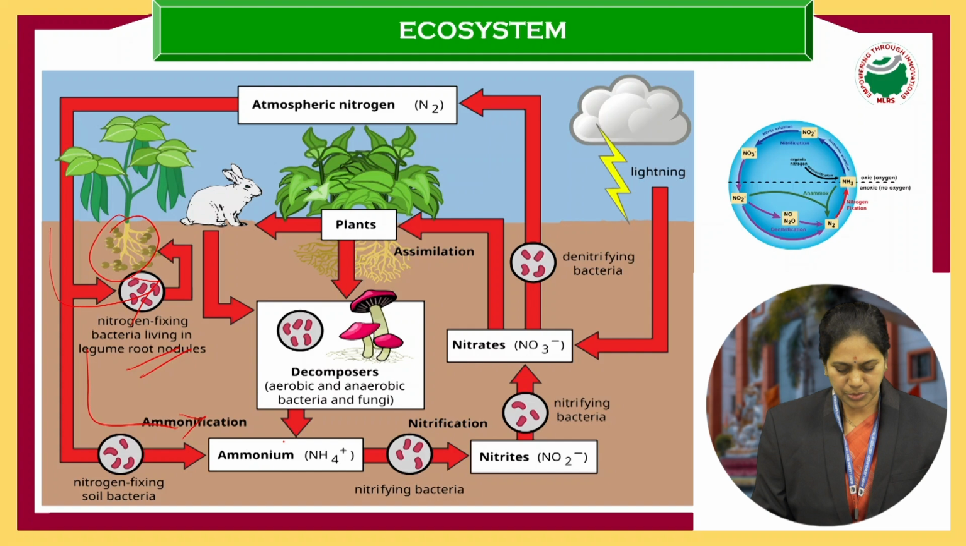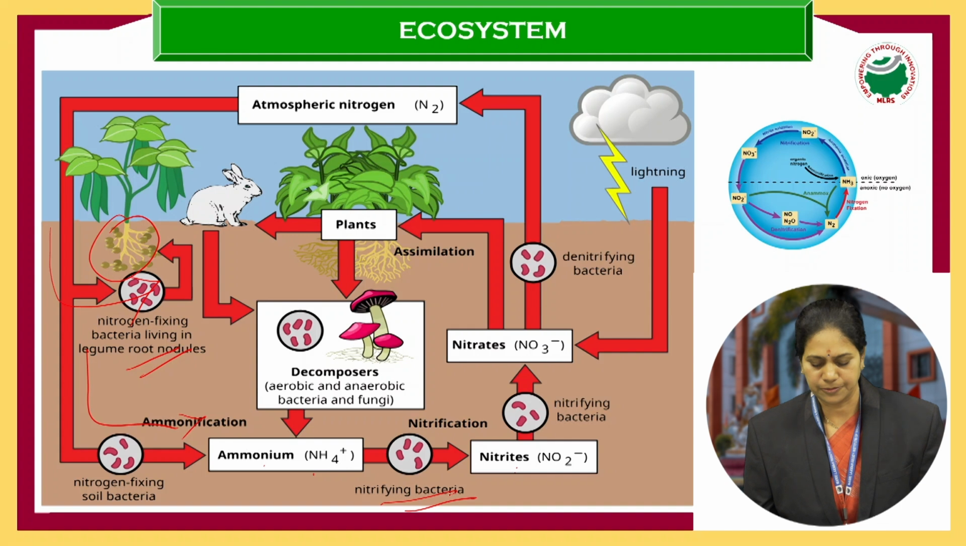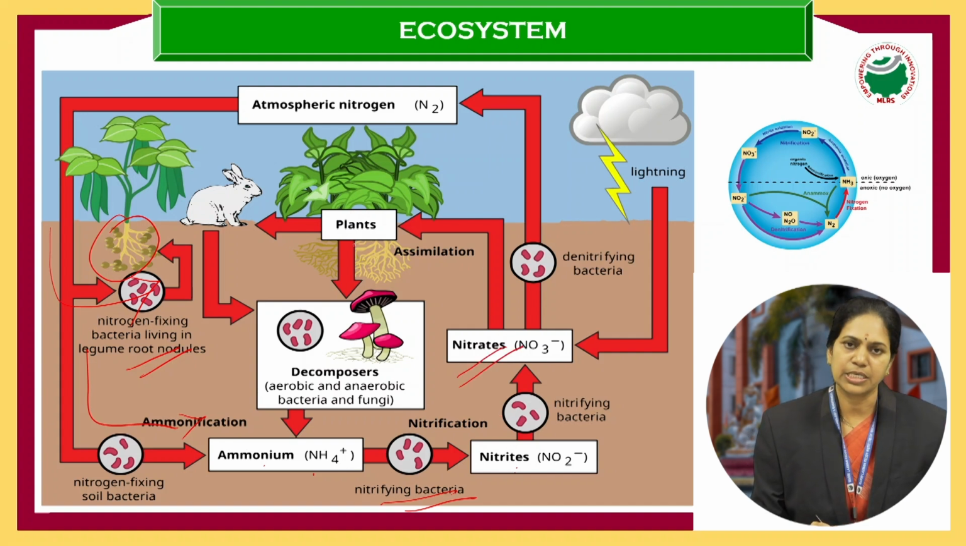And you can see here another process, nitrification, where ammonium is converted into nitrites. Okay, this is done by nitrogen fixing bacteria here. This is done by nitrifying bacteria here. So ammonium is converted into nitrites by bacteria called nitrifying bacteria, and the process is called nitrification. And nitrites are converted into nitrates, due to nitrifying bacteria again. After the nitrites are converted into nitrates, these nitrates are then assimilated by the plant. So the plant cannot take nitrogen directly, so this is the process which is going on in the plant.